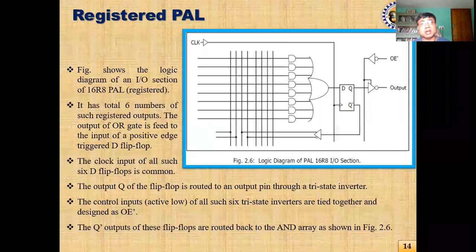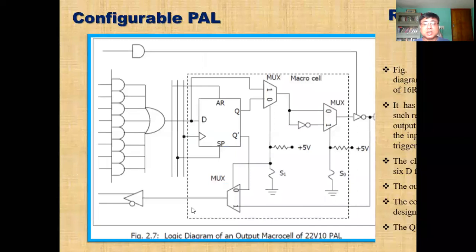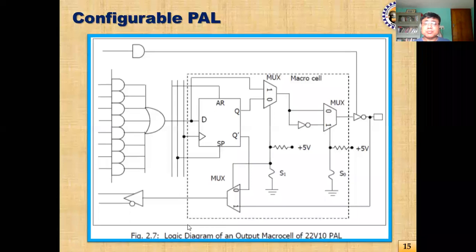Whenever a designer requires certain combinational output, he can get it, and at the same time some of the outputs to be registered, that also can be obtained. So for that purpose, this macro cell is placed. So macro cell adds complexity to the circuit, but this is very useful, and it makes these PLDs more usable for implementation of digital systems.